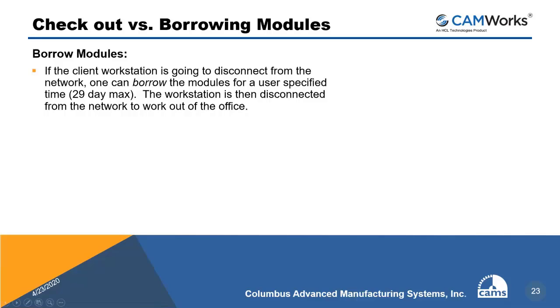The only way it can return before that date is if you bring that computer back to the network, connect it, and manually return it. Okay, so there's no resetting this. When you borrow it and you take it off network, it's yours until the date, because that license or module that you borrowed technically becomes a stand-alone node lock license for that computer.